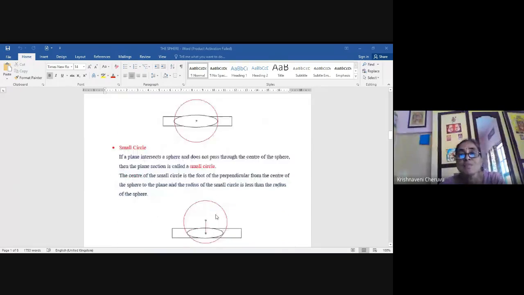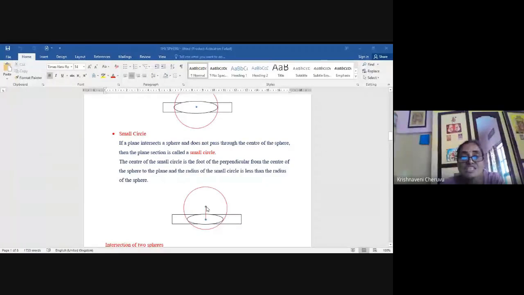Now let us come to the small circle. Here you can see the difference between great circle and small circle. See here in great circle, the center of the sphere is lying on the plane. Whereas in small circle, see, this is the center of the sphere and this is the plane. The center of the sphere is not lying on the plane. So that is the difference, girls. And here small circle means the center of the sphere is different from the center of the circle. See, this is the center of the circle and this is the center of the sphere. Both are different in case of small circle. In case of great circle, the center of the sphere is same as the center of the circle.